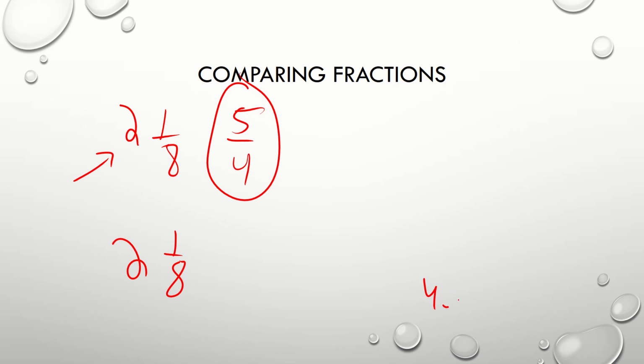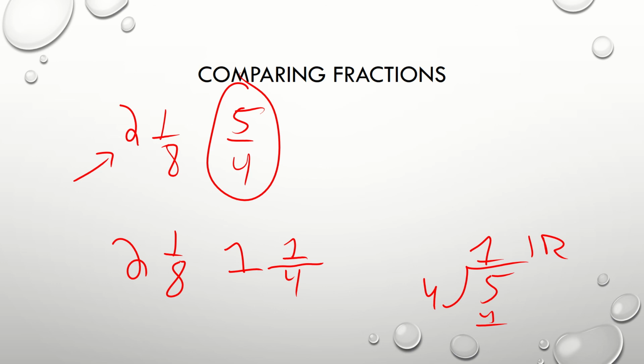So remember our little strategy over here? We got 4 goes into 5 one time. Okay, we get 1 as our remainder. All right, so here we go, 1 right here, and we get 1 over 4. Okay, 1 over 4. This is our denominator, this is our whole, and this is our numerator.